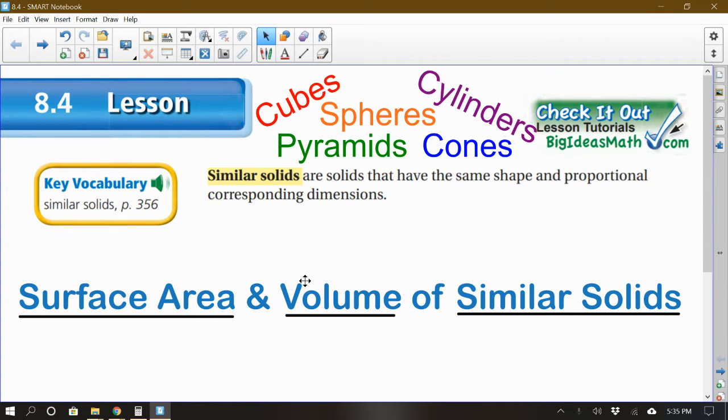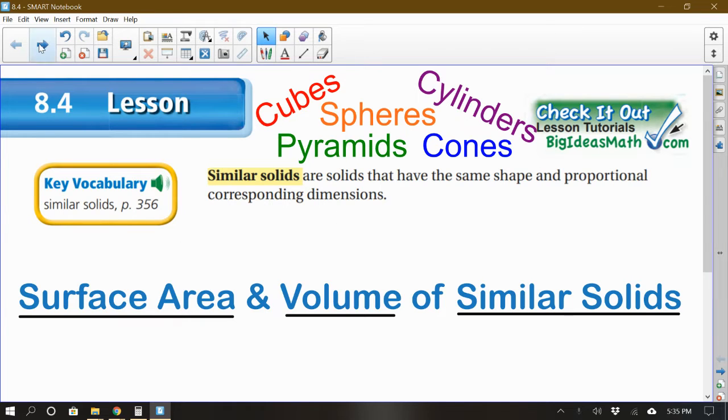We're going to look at surface area and volume of similar solids today. So what are similar solids? Well, here I listed a few examples, but the ones that are similar are ones that have the same shape and have proportional corresponding dimensions. We'll talk about that part as we go through this video.